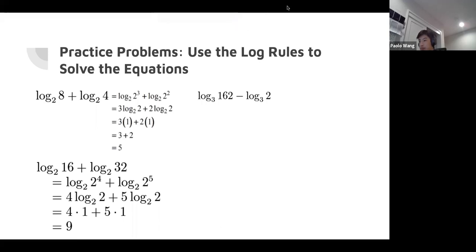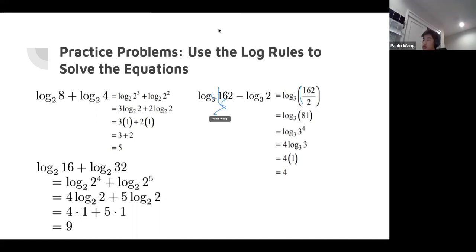So basically you want to simplify it. So the rule says that if you have the log of something minus the log of something else, as long as they have the same base, it's equal to the log with the base of that thing divided by the thing you're subtracting. So by doing that, you can simplify it into log base 3 of 81.